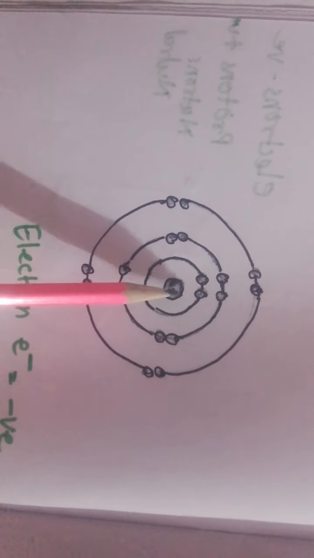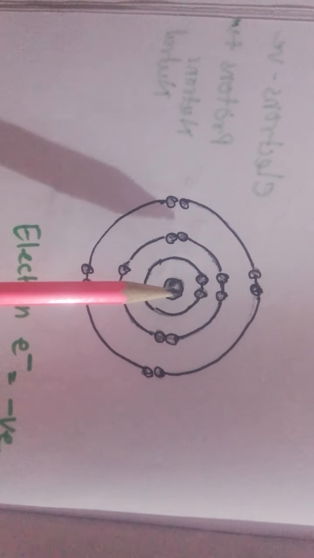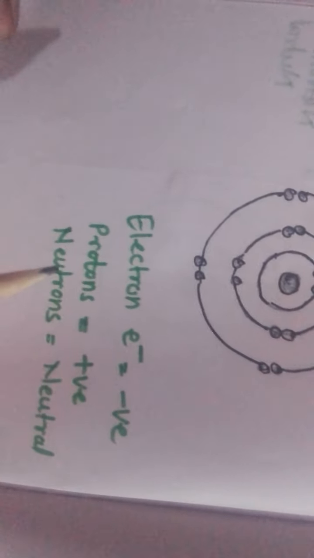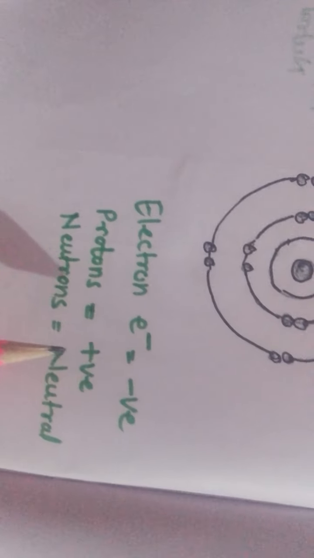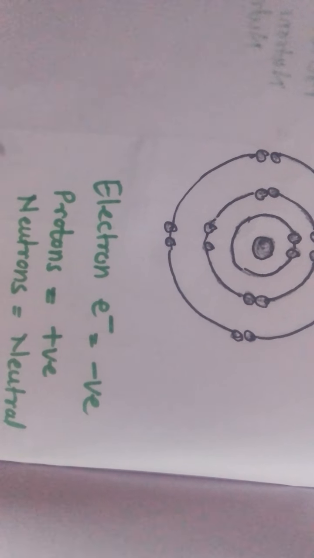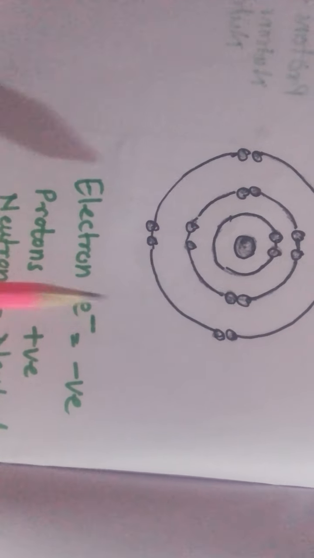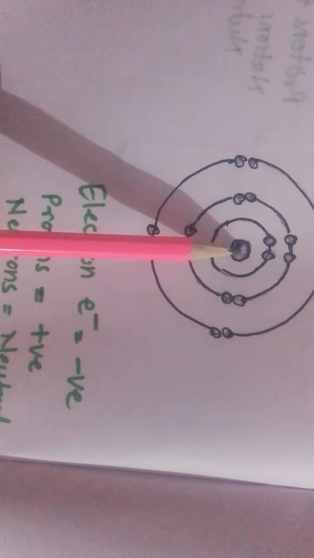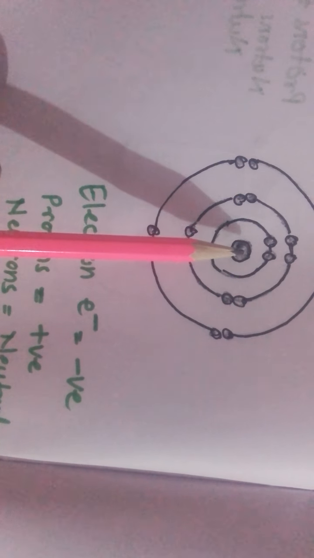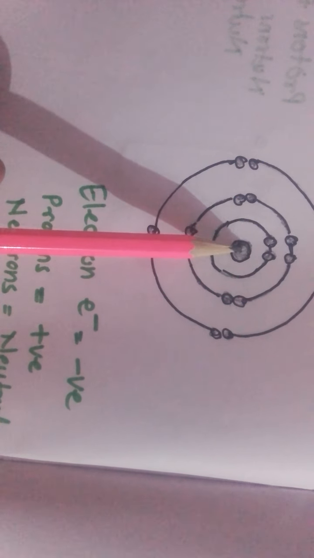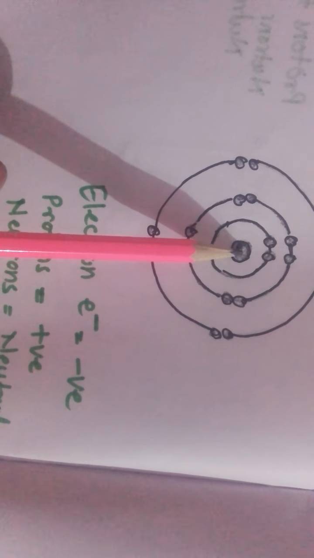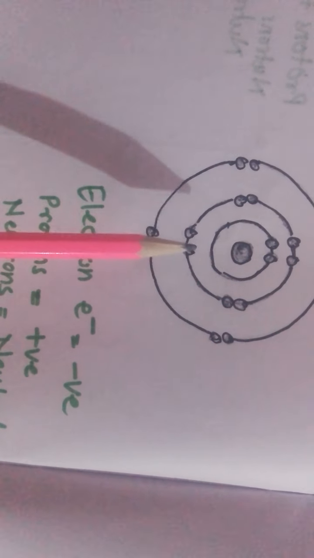And in the nucleus there are protons and neutrons. What is present? Protons and neutrons. See, protons are positively charged and neutrons are neutral. So in the middle, in the nucleus, protons are present. They are positively charged and neutrons are also present in the same number. Neutrons are neutral. Protons are positively charged. And these electrons are negatively charged.